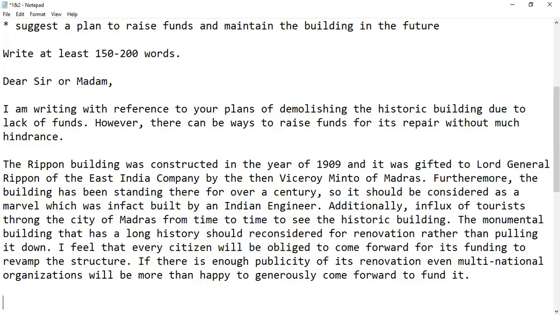All right. So I've mentioned that if there is enough publicity of its renovation, even multinational organizations will be more than happy to generously come forward to fund it. Or we can just say to fund it.